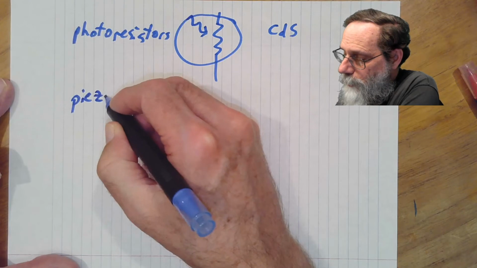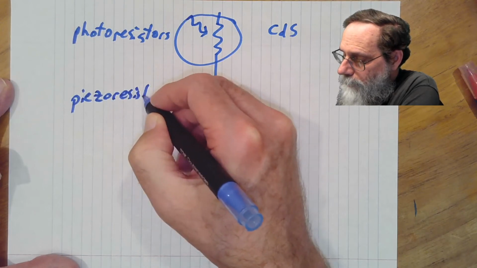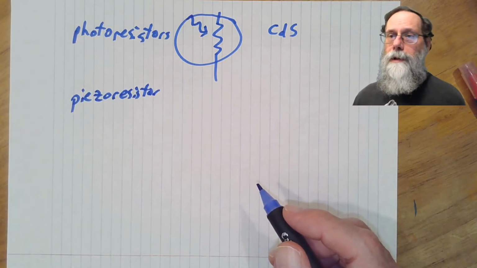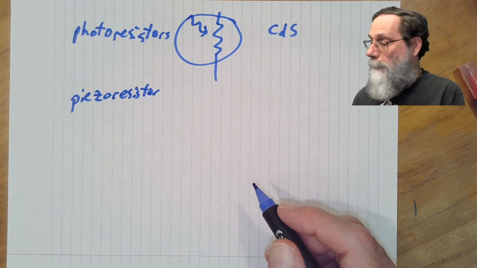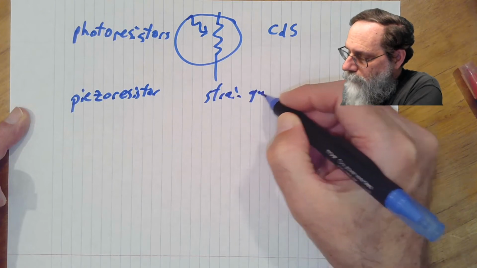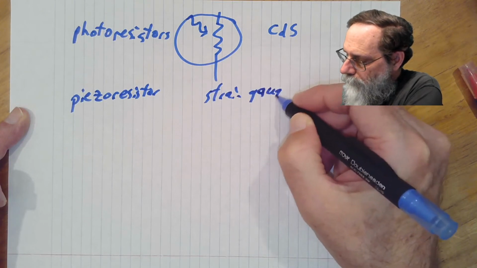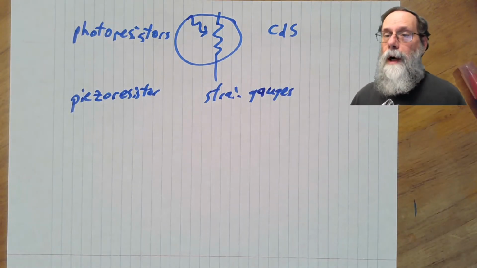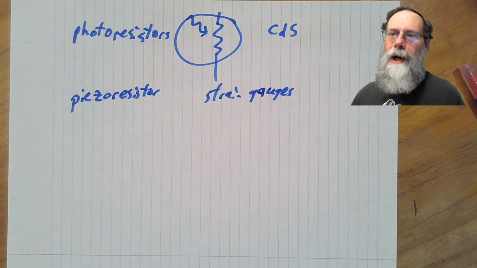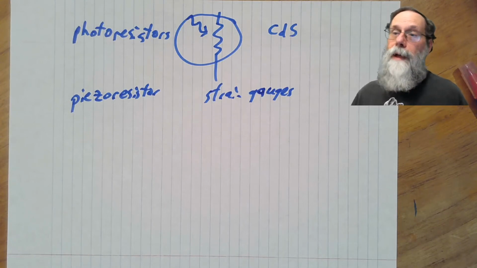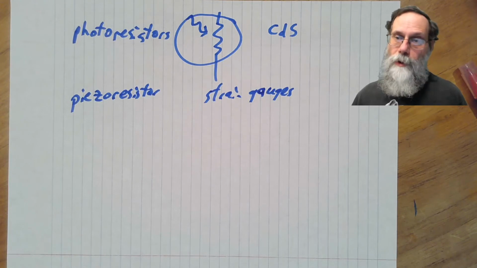Another type of resistor that we'll be looking at is the piezoresistor. The piezoresistor, according to the name, responds to pressure, but in fact what we really have for most of them are strain gauges, which respond to changes in the length of a piece of material. As you push or pull on a piece of material, it gets longer or shorter. If there's a strain gauge attached to that, the resistance of that strain gauge changes based on the stretching or squeezing of the material.